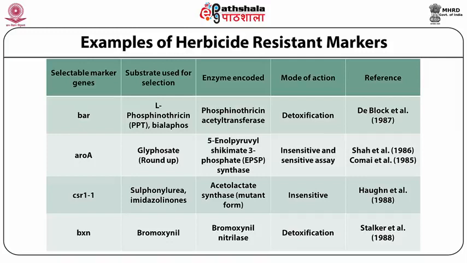Another gene is CSR1-1, which codes for acetolactate synthase. It's a mutant form, which neutralizes sulfonylurea and makes plants insensitive to this herbicide. Once this herbicide is incorporated in the medium, if they express this particular gene, they are able to grow in the presence of this herbicide. Another is BXN, bromoxynil nitrilase, which detoxifies bromoxynil, and this is also used as a herbicide resistance marker.